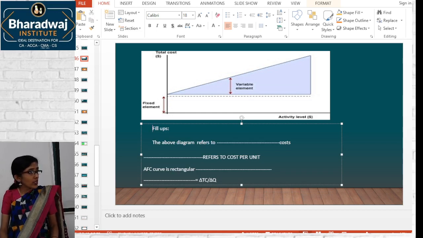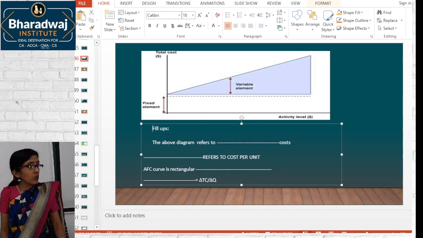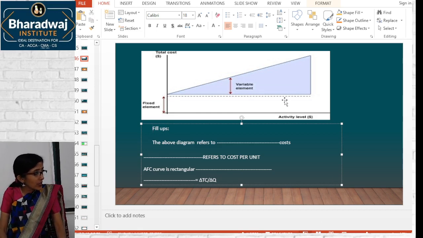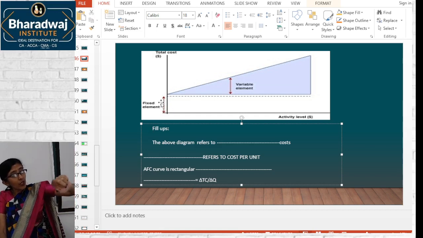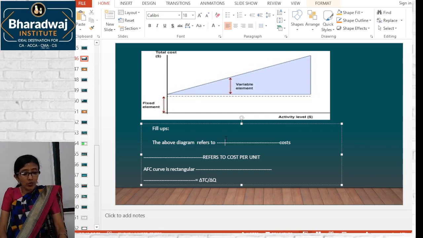Have you answered the questions? First one, the above diagram refers to semi-variable cost. Some people write as variable cost actually. No, semi. Why? Because fixed cost element and variable cost element is there. Fixed cost for the equipment or whatever is given, and variable cost is your user charge. Okay, user rate. So the above diagram refers to semi-variable cost.